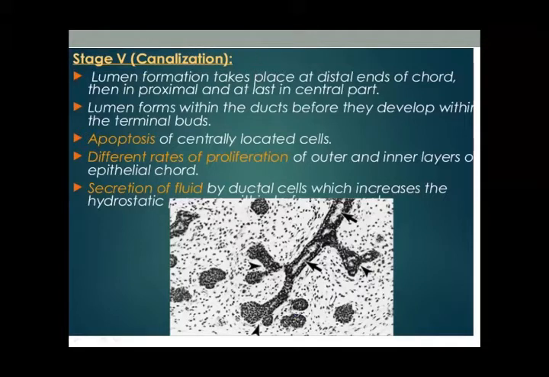Stage 5 is the canalization. Lumen formation takes place at the distal ends of the cord, then the proximal, and at last in the central part. Lumen forms within the ducts before they develop within the terminal buds. Mechanisms: apoptosis of centrally located cells, rates of proliferation of outer and inner layers of the epithelial cord, and secretion of fluid by ductal cells, which increases the hydrostatic pressure.